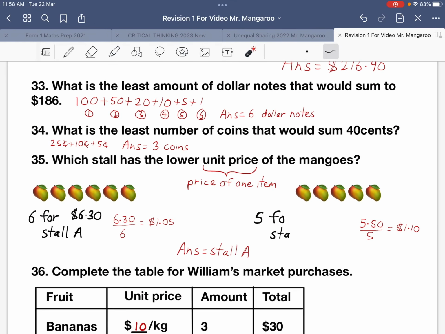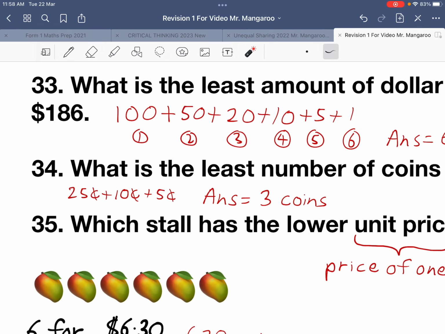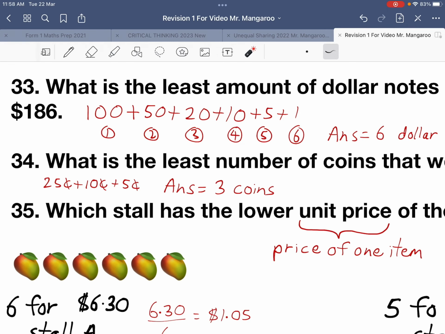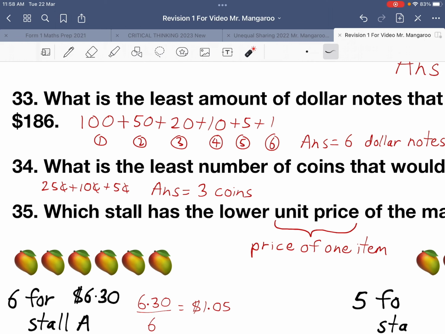33. What is the least amount of dollar notes that would sum to $186? So we use the biggest dollar notes that we can use before going to the next or the smaller dollar note. So we have 100 plus 50, that's 150, 170, 180, 185, 186. So that's 6 dollar notes that we are using, or 6 bills or $6 notes.